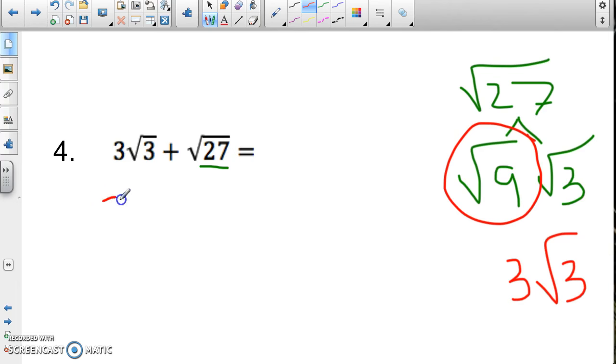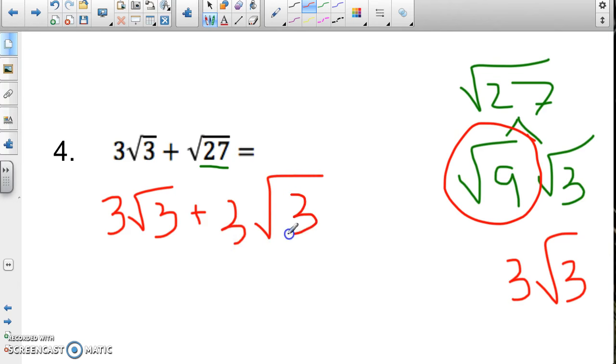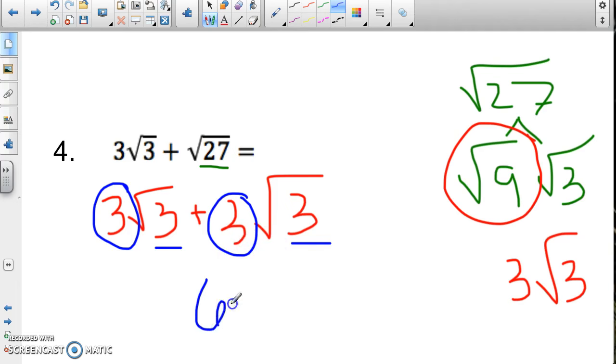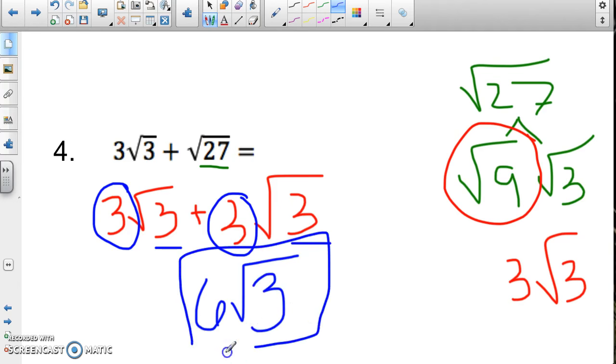So let's bring down this first 3 radical 3. And we're going to, in this problem, add plus 3 radical 3. So we have like terms because our radicand, the number inside the radical, is the same. So all we have to do now is take our outside terms, this 3, add it to the 3 over here. 3 plus 3 is 6. And then we have 6 radical 3. That is our final answer.